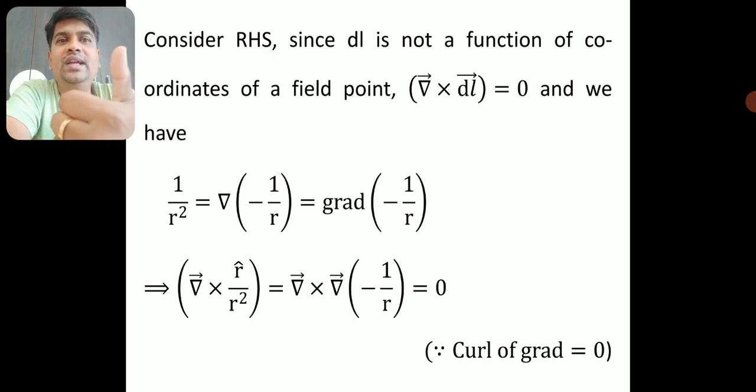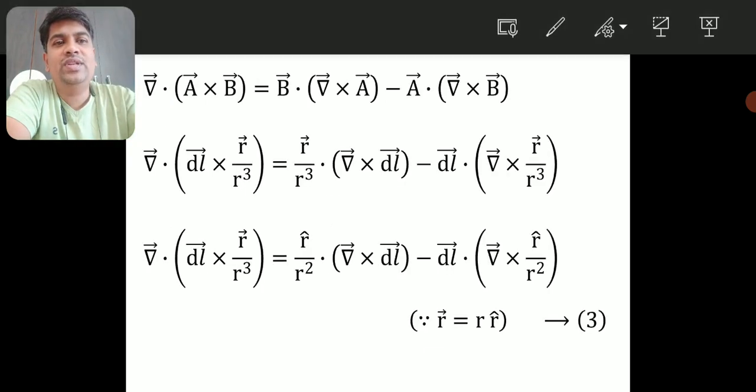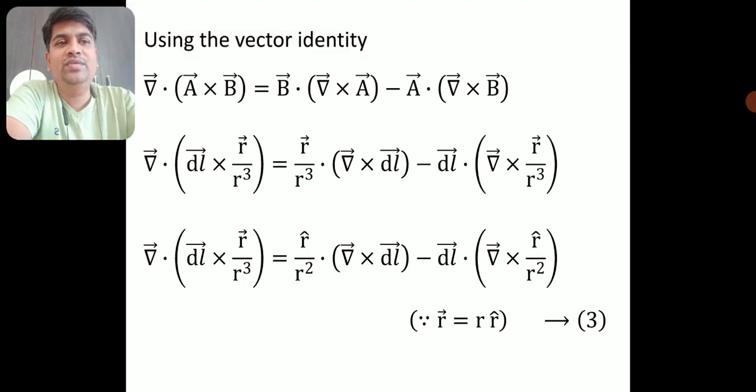This dl is in no way connected to the field. It is not at all a coordinate of the magnetic field. Therefore, this curl of dl is zero. The first term on the right hand side, curl of dl, is zero. I am left with only the second term, which is minus dl dot curl of r cap by r square. Alright, let me go further.